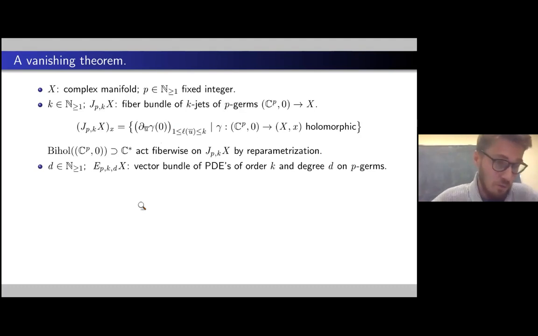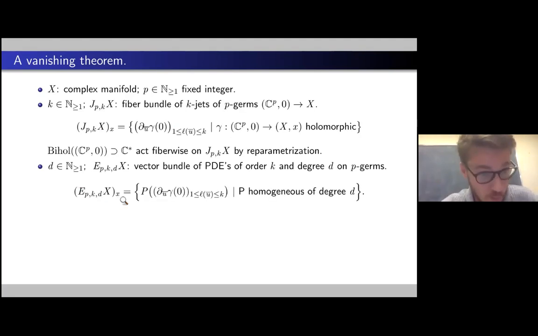Now we'll define, for d an integer, the vector bundle denoted E_{p,k,d} X of PDEs of order k and degree d on p-germs. So again, we describe a typical fiber. The fiber above a point of this vector bundle is simply made of the polynomials in the partial derivatives of the p-germs, in the fiber of this fiber bundle over X. And we ask that this polynomial is homogeneous of degree d with respect to the action of C star on this fiber bundle, which acts by reparametrization here.